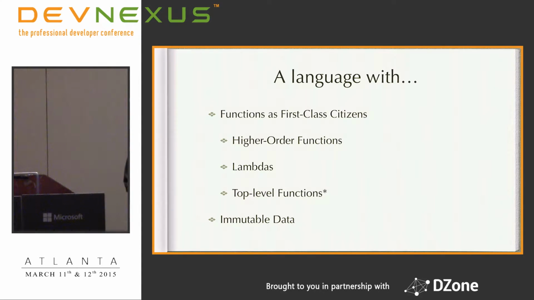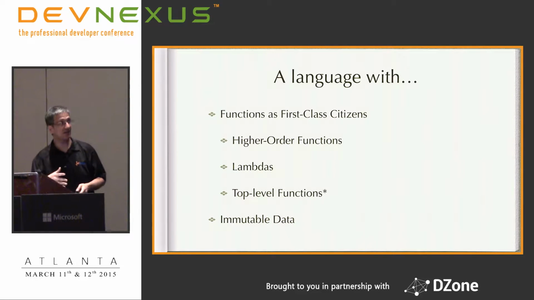Top-level functions are the concept you have in JavaScript, where I can just open a file and write a function there, and that's why we end up with the horrible system that we do with JavaScript. There's no namespacing or anything like that, but hey, you can do it. And also the concept of immutable data. Why immutable data? We'll try and see what the benefits of immutable data are.